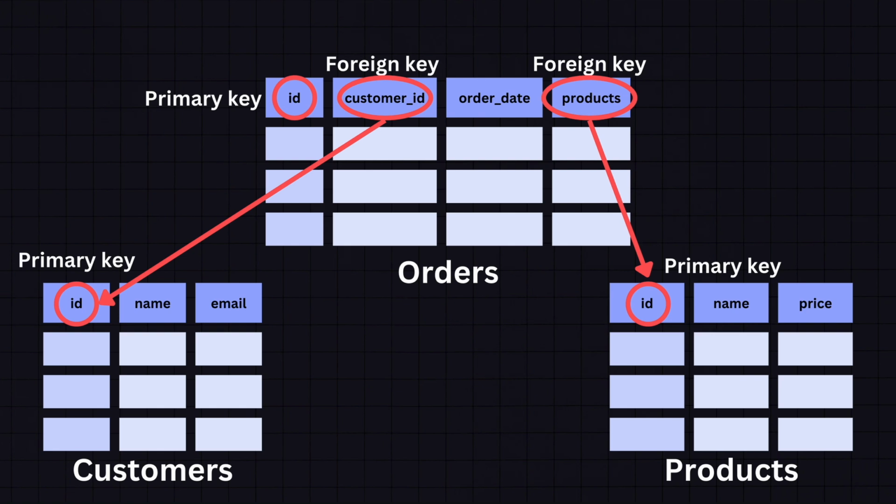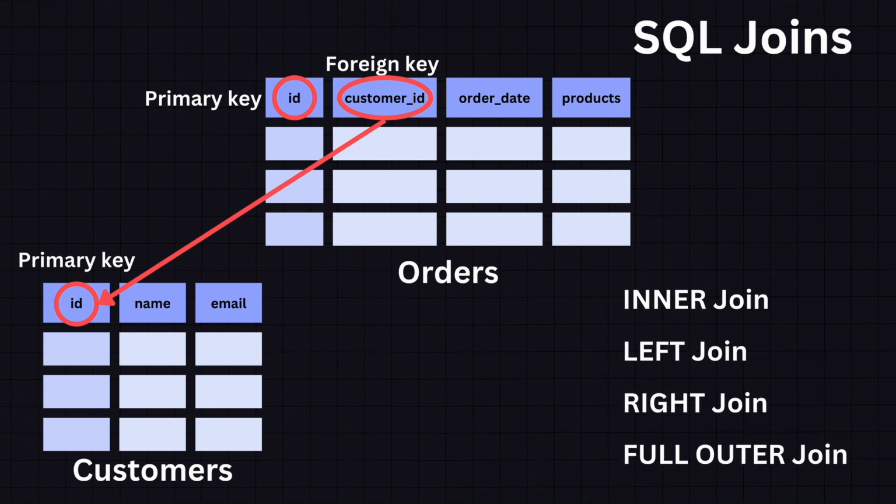For example, here in the orders table, we have customer ID, which is pointing to the ID of the customers table. And we also have the products foreign key, which is pointing to the products table's ID. Using primary and foreign keys, we can join our tables, and SQL uses join to combine rows from two or more tables based on the related columns between them. The common types of joins are inner join, left-right joins, and full outer join.